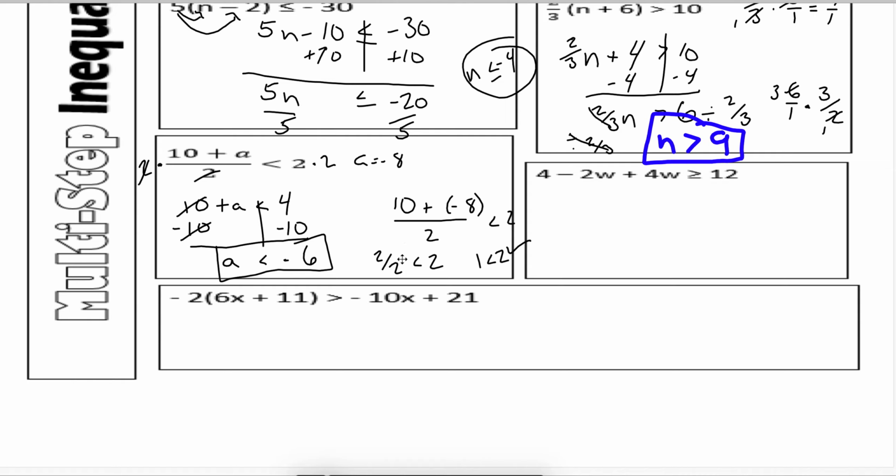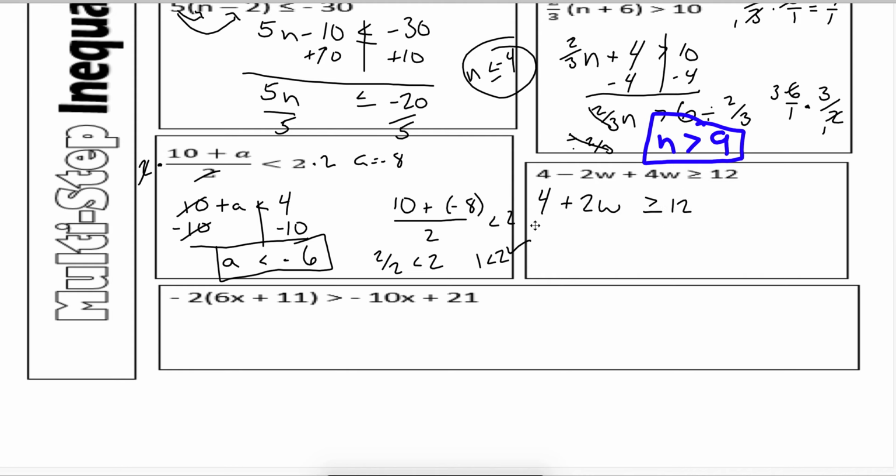Nice job. Try one more. Couple steps here. We have two terms with variables in them. They're the same variable, w. We have to combine those first. So 4 stays the same. Negative 2w plus 4w is positive 2w, which is greater than or equal to 12.